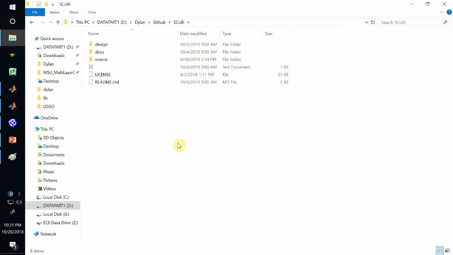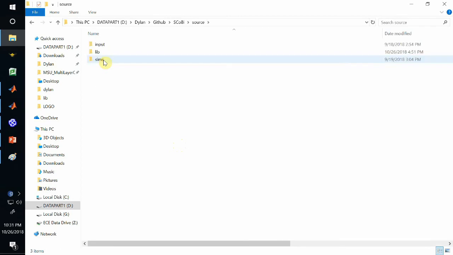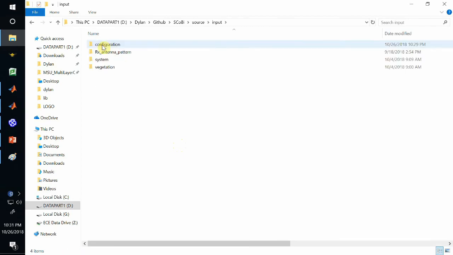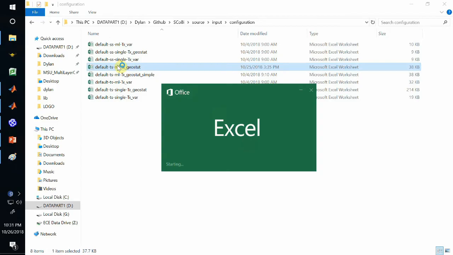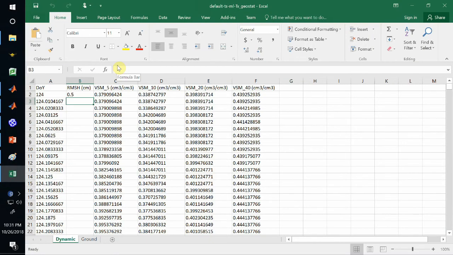Alright guys, I'm back and ready to take a look at the configuration input file for this simulation type. So we're going to go back into the source folder, take a look at our input files, go into the configuration, and since this is a time series analysis, we're going to look for things with the TS timestamp. It's a multi-layer and it's geostationary. So we're going to click on this one right here. And this is our Excel input file, the configuration input file.